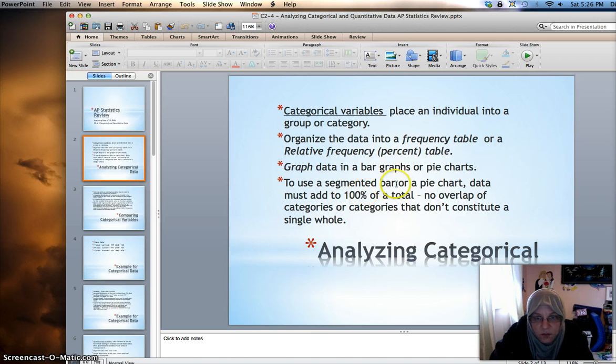To use a segmented bar or a pie chart, data must add to 100% of a total. No overlap of categories or categories that don't constitute a single whole.